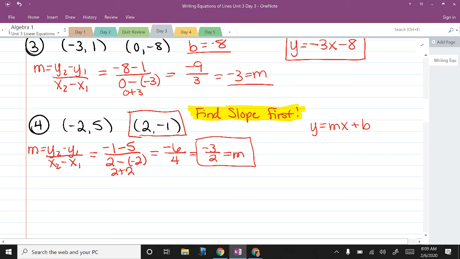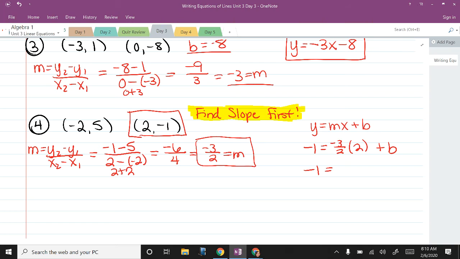So my y value, if I use 2, negative 1, is what? Negative 1. My slope is negative 3 over 2. My x value is 2. There you go. All right, then I keep negative 1 out there. What's negative 3 over 2 times 2? Don't these cancel? Can I just cancel those?